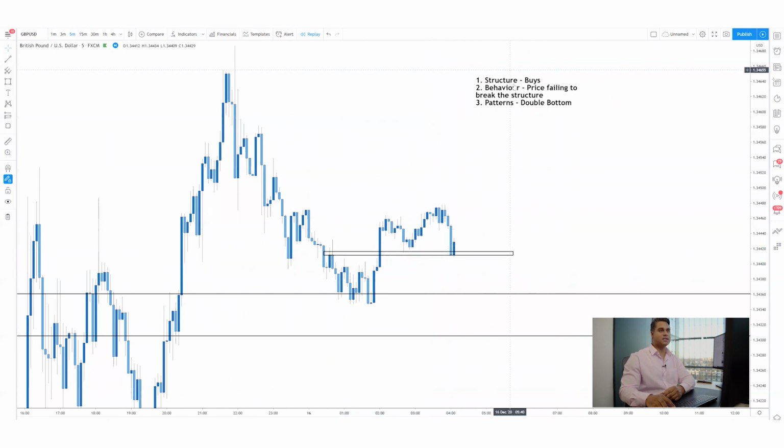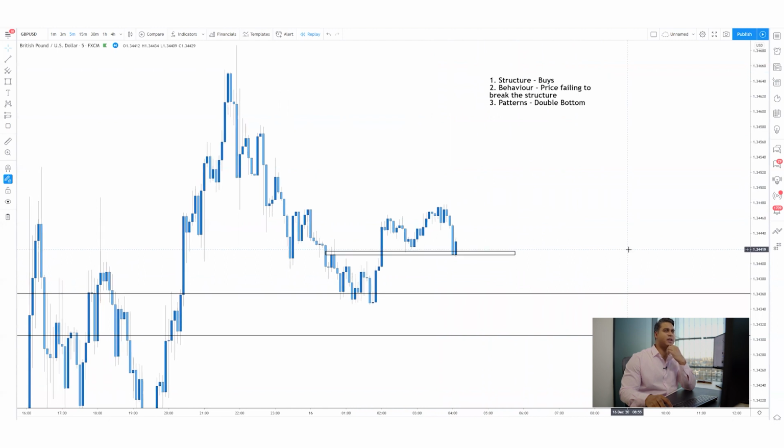Now when looking at this, some of you might be like, well, I'm not looking to take this trade because there's not enough evidence here. Well, you have to understand one thing, right? Forget about the noise to the left. Forget about what the daily, the monthly, and the weekly is doing. The structure on our structure time frame was buys. The behavior on our behavioral time frame was telling us that the market was failing to break structure. And now on our pattern time frame, it's now telling us we have a double bottom. 3-step process, 3 time frames.